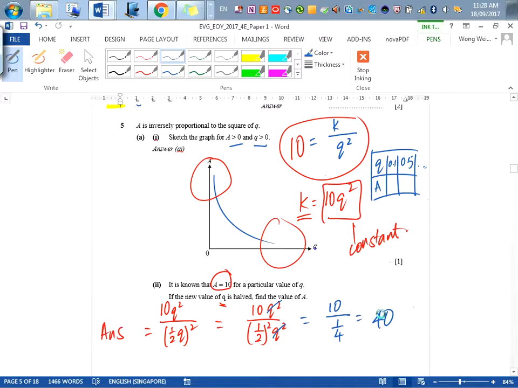What do you mean? What is your value of K? K equals to 10 Q squared. Okay, you show me your paper later. Okay, so any questions for this? The value is 40.